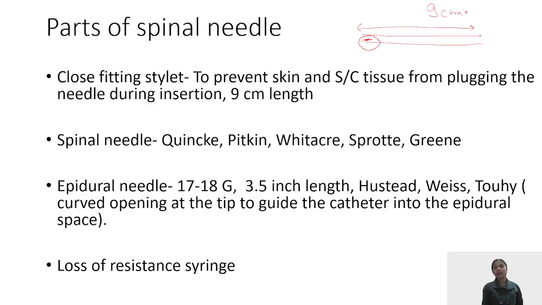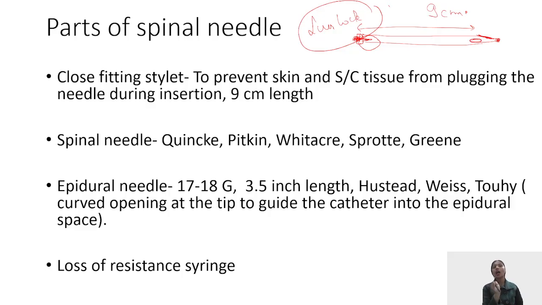We have a tip of the spinal needle. We have a bevel. This is the bevel. This is the tip. We have a side hole in the spinal needle. Then we have a lever lock at the end of the spinal needle, which is responsible for keeping the spinal needle and the stellate closely fitted together to each other. That's the lever lock.